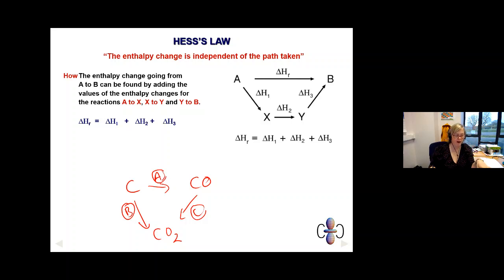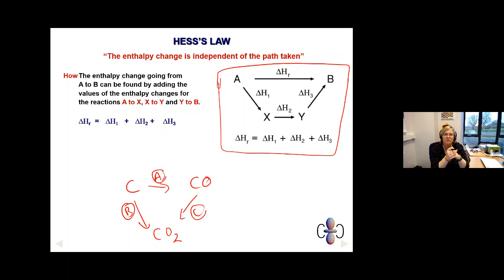If you go directly from C to CO2, it is equal to that value B. However, you could have worked it out by initially going to CO and then further oxidizing that CO into CO2. So it could be a direct route, it could be an indirect route. So there is that example there for you. It's easier probably to get your head around this principle using generic symbols like A, B, C, etc.